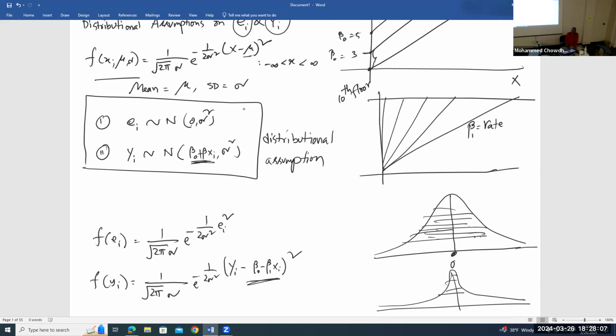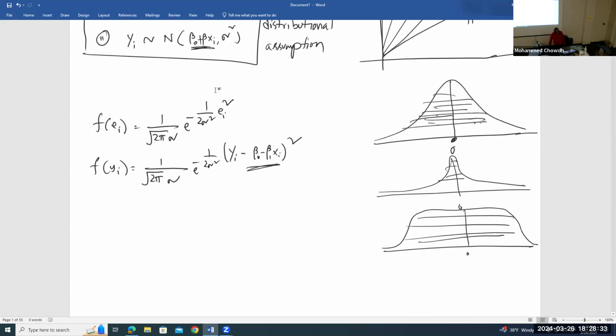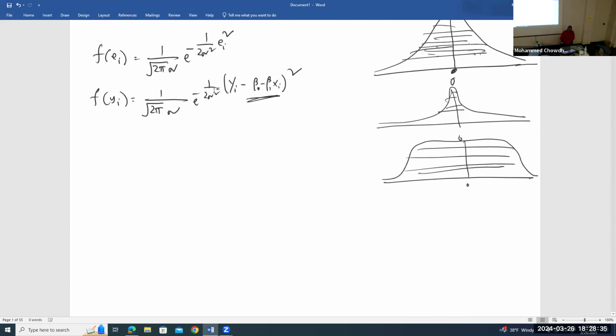Understand? Is this what you are asking for? So then what is your question? I have to understand your question. Is number one saying EI is normally distributed with 0 mean and variance sigma square? Okay. EI is normally distributed with 0 mean and variance sigma square. YI is normally distributed with mean beta 0 plus beta 1 xi and variance sigma square. Okay. Thank you for asking me questions.